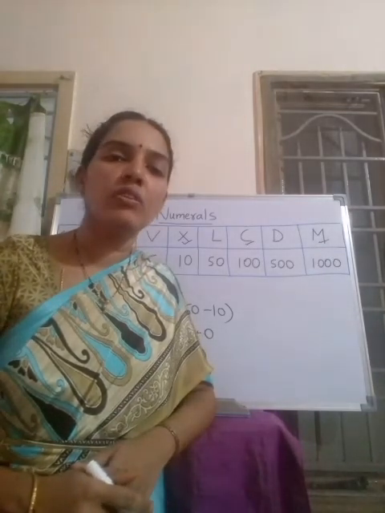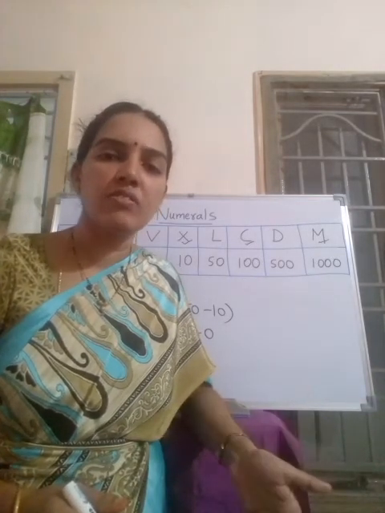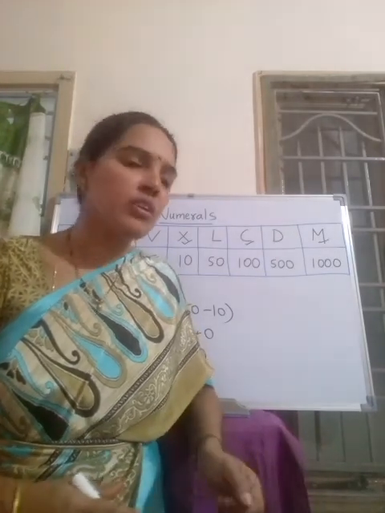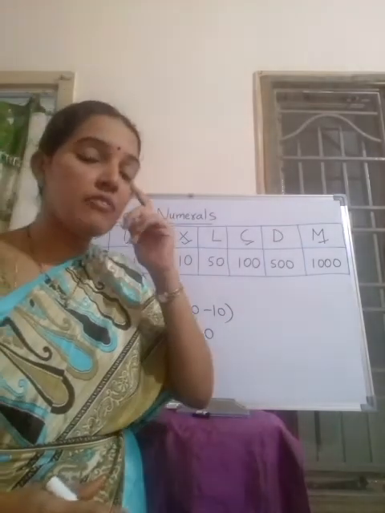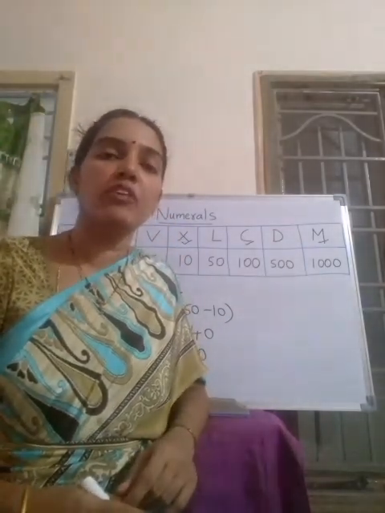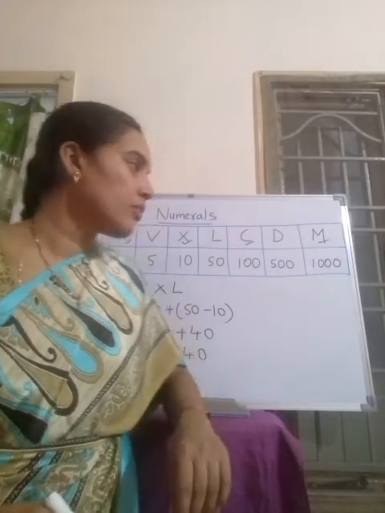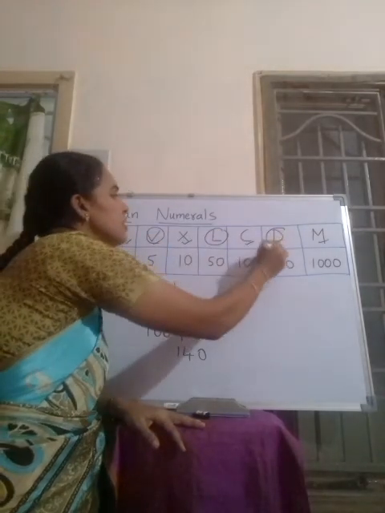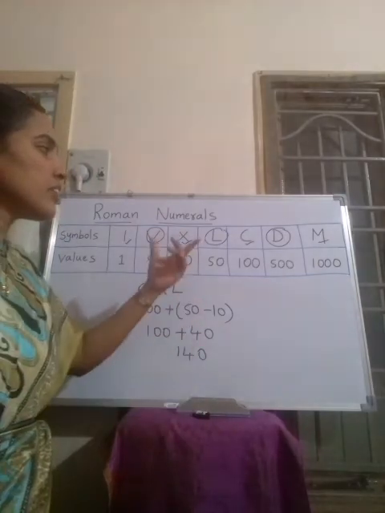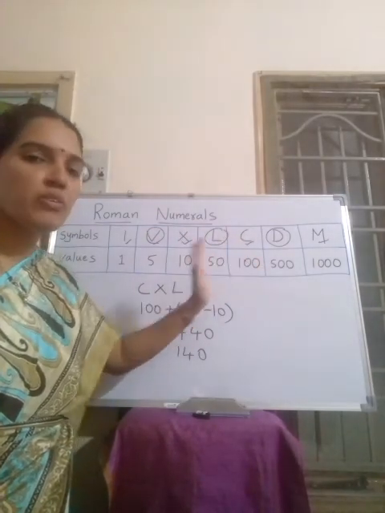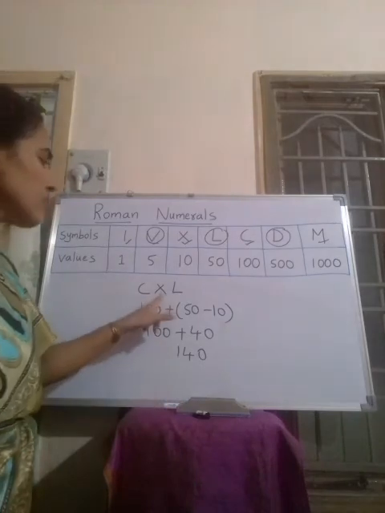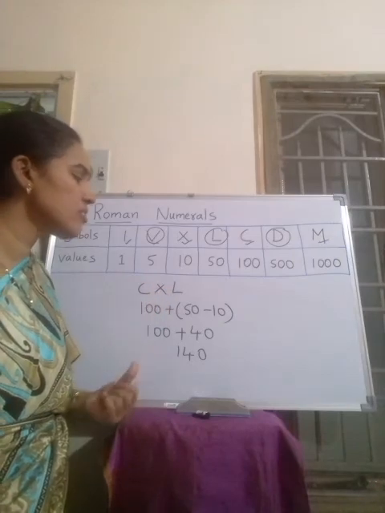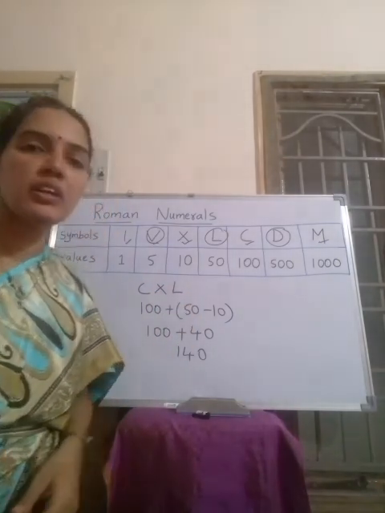And rule of addition. What is the rule of addition? If the smaller symbol is written on the right side, we should add the symbol value to the larger symbol. And rule of subtraction. If the smaller symbol is written on the left side, the left side smaller symbol value is subtracted from the larger symbol. And we cannot subtract V, L and D symbols, and we cannot repeat those symbols also, in rule of repetition we have discussed already. And if the smaller symbol is there in between two larger symbols, the smaller symbol value is always subtracted from the larger symbol which is immediately following it.